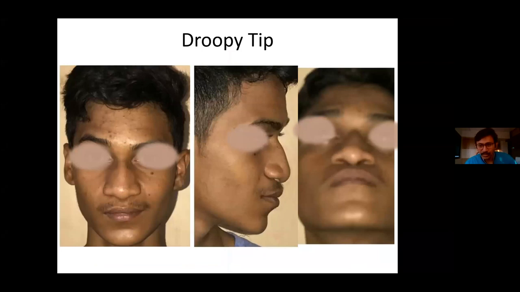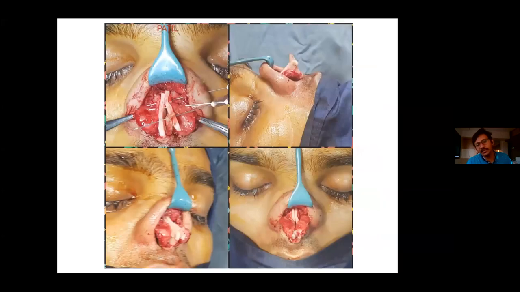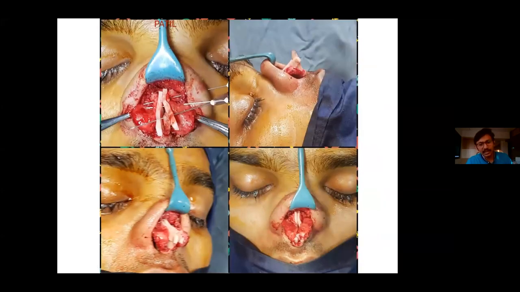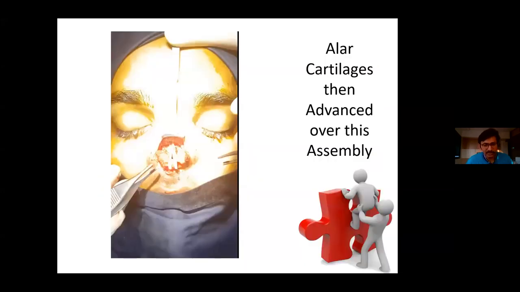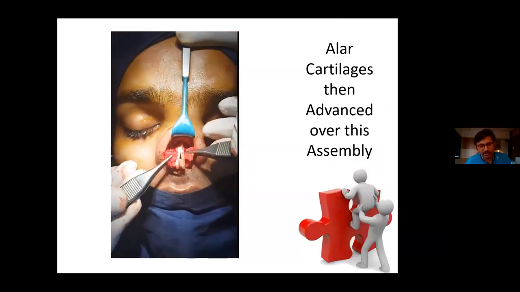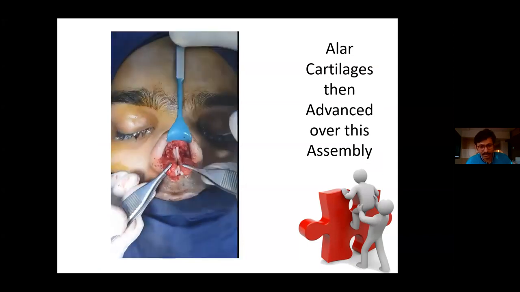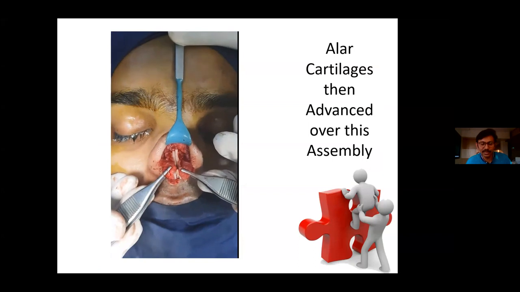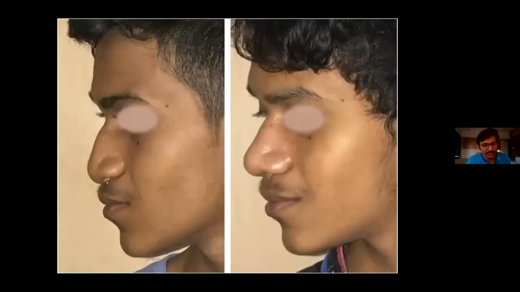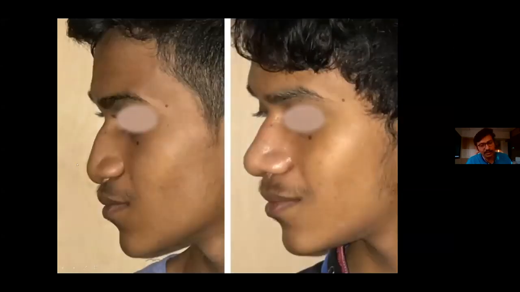Coming to another deformity, like a droopy tip. As you can see here, the tip is drooping so much, and this is because of the deficient septum. The anterior part of the septum is underdeveloped. So we had to do a total septal reconstruction in this case, and then you have to advance the assembly of lateral cartilages on the top of this total septal reconstruction. So we could get rid of this tip drooping, and from here we could rotate the tip upwards, and also we could camouflage the deformity of the dorsum.